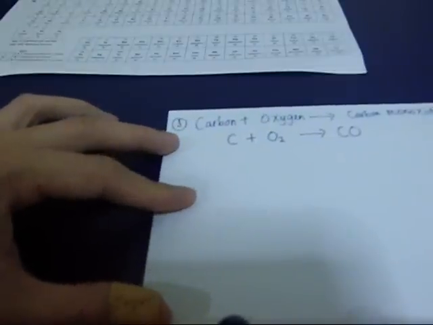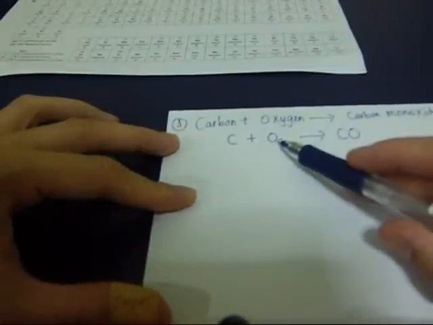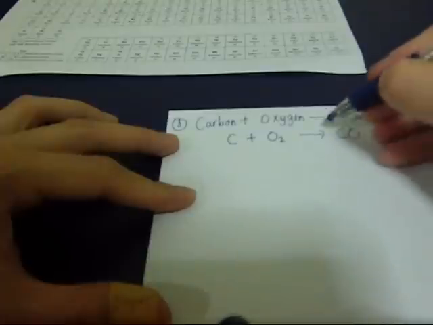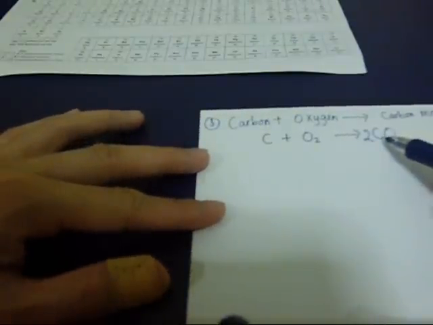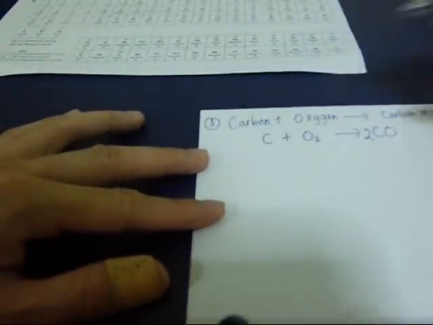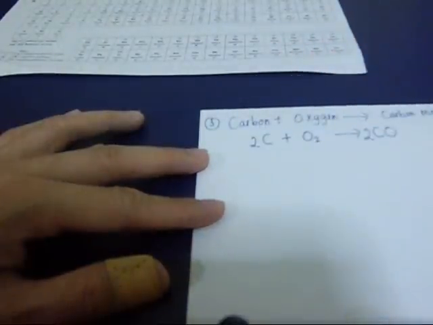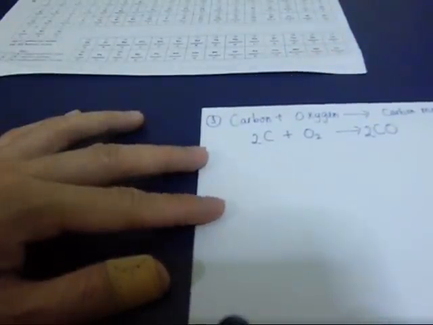Then after that, it's time to balance it. On the left hand side, you can see that there are 2 O. On the right hand side, 1 O. So you put a 2 here. When you put a 2 here, on the right hand side, there are 2 carbons. So on the left hand side, there is only 1 carbon. So you need to put a 2 here to become 2 carbons. And this equation is balanced.